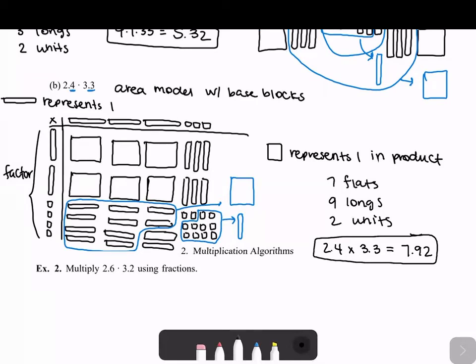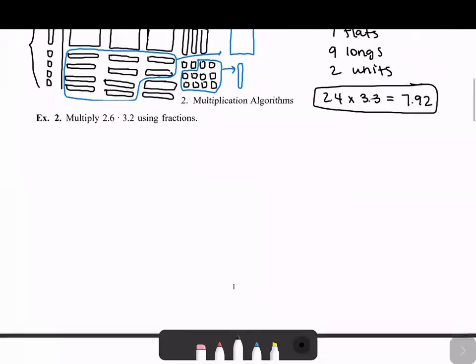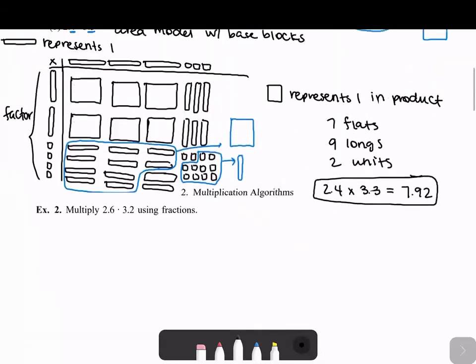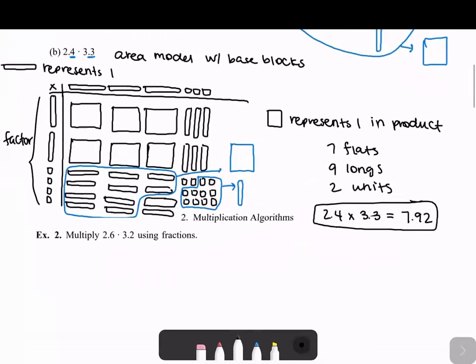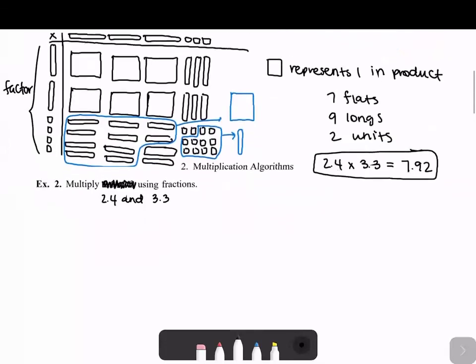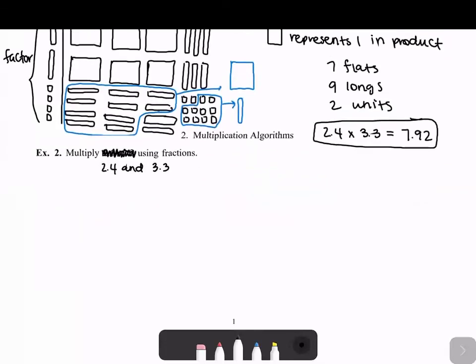But we can also see it if instead we do things using fractions. So we want to multiply 2.6 and 3.2 using fractions. I don't want to do this problem. I just want to do the same problem we just had. It's close enough. So we are going to multiply 2.4 and 3.3 actually. So the same problem that we just did. We're going to do this using fractions. And we already know the multiplication algorithm for fractions, so we can just use it. So 2.4 times 3.3.